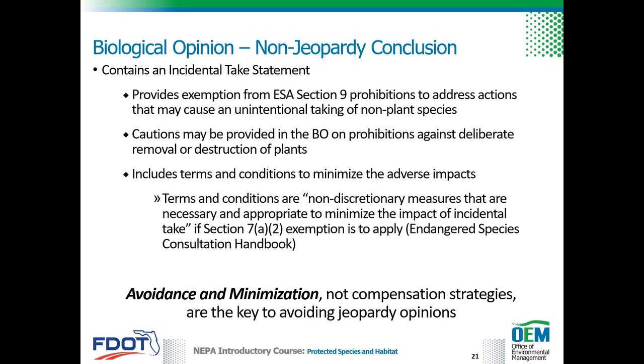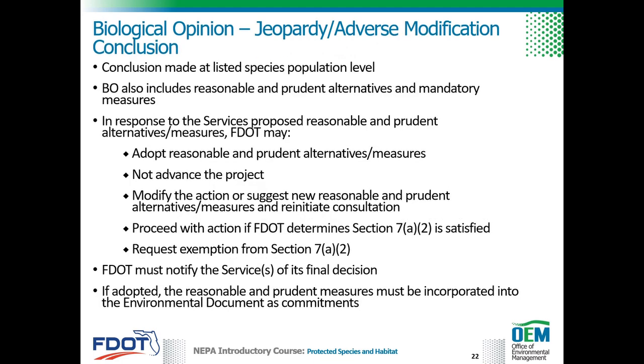To clarify further, Section 7, subsection A2 of the ESA contains language which directs all federal agencies to ensure that any action that they authorize, fund, or carry out does not jeopardize the continued existence of protected resources, unless such agency has been granted an exception by a specially convened Endangered Species Act committee. During formal consultation, the key to reaching non-jeopardy opinions is to focus on the avoidance and minimization of project impacts, not compensation strategies. Jeopardy and adverse modification conclusions are made at the listed species population level, rather than the individual level.